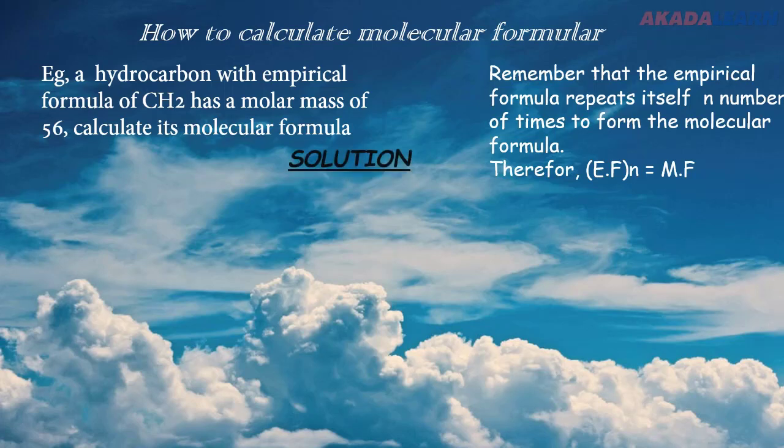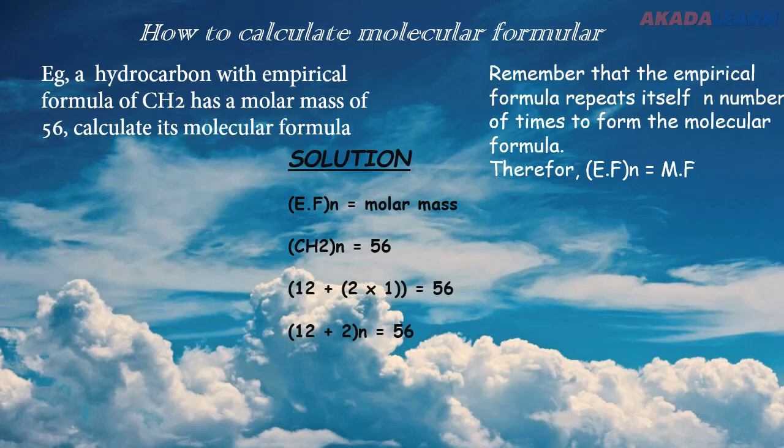So let's take a look at the solution. Empirical formula times n is equal to molar mass. The empirical formula is CH2 times n, and that will give us 56, which is the molar mass that was given in the question. Now, the mass of carbon is 12, plus hydrogen has a mass of 1, but there are 2 of them. So we now have 2 times 1. Everything is equal to 56.